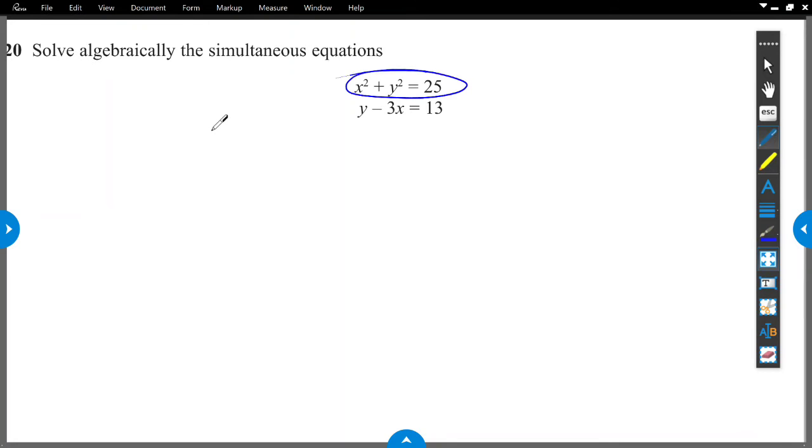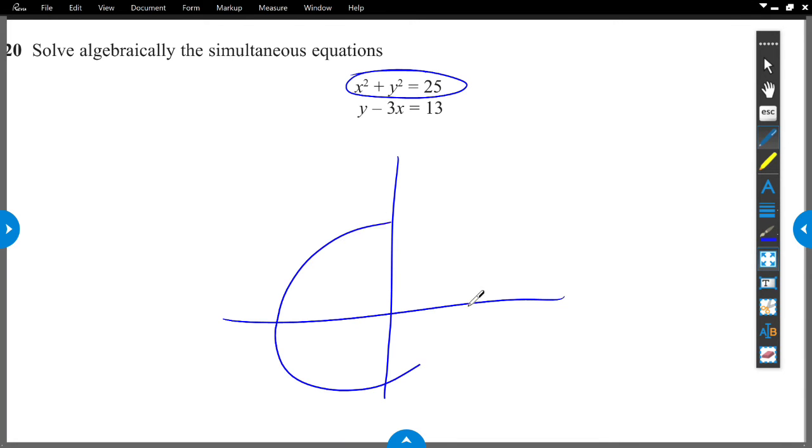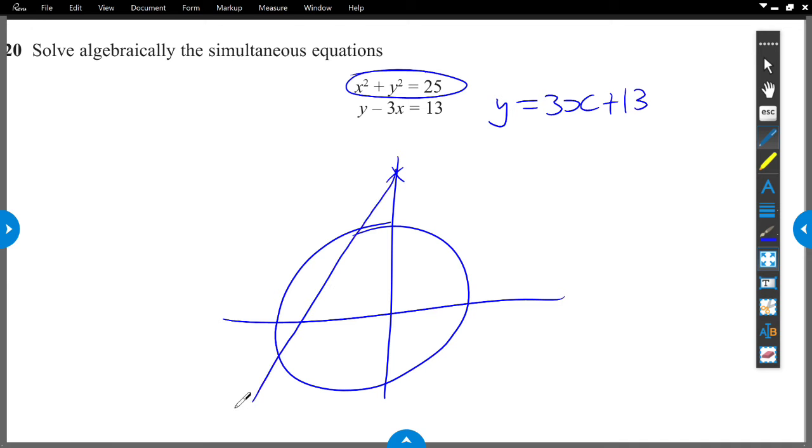This is a circle. It has a radius of 5 and it goes through the origin. So it does something like that. And then this is going to be a straight line. If we want to rearrange this, I can say that y is equal to 3x plus 13. So it must cross somewhere above 5 and it's got a gradient of 3. So it's going to do something like that.